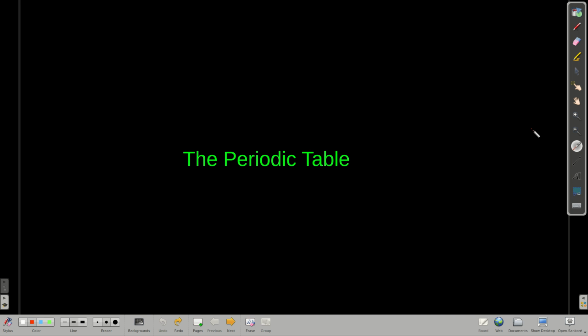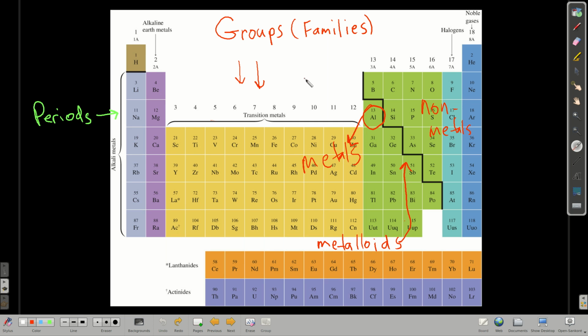In this module, we're just going to introduce the periodic table and look at different ways we have of breaking it up and then describing it. So there's a periodic table. First thing is, you can look at this in terms of columns, which we call groups or families, and rows, which we call periods.